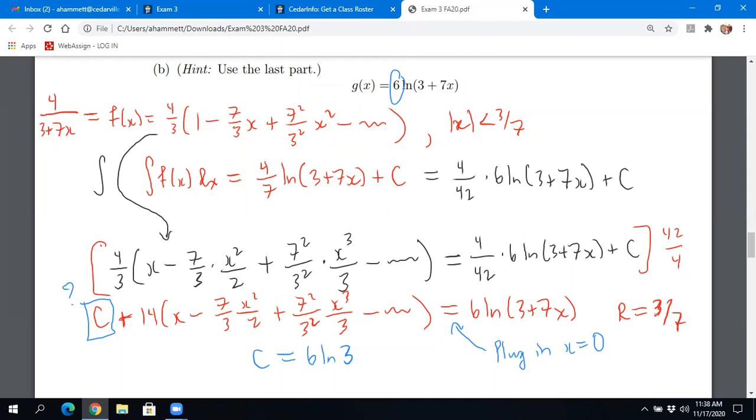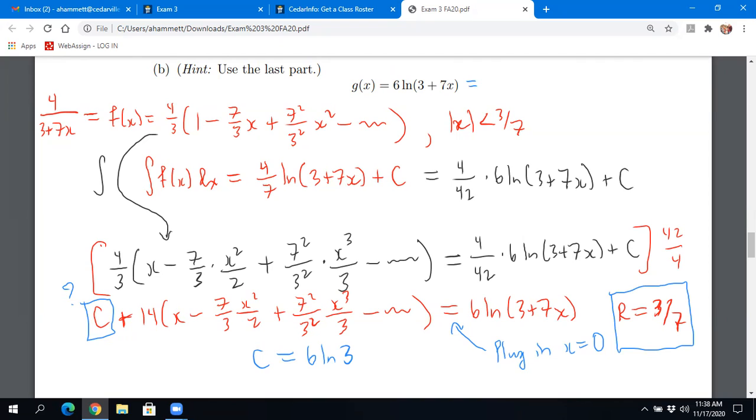Again, not the only way to do that problem, but one way to do it. All right. Any other questions on that? So the radius of convergence is once again 3/7 because it was connected to the other one. Right. Another way to do this, by the way, would have been to go like this.